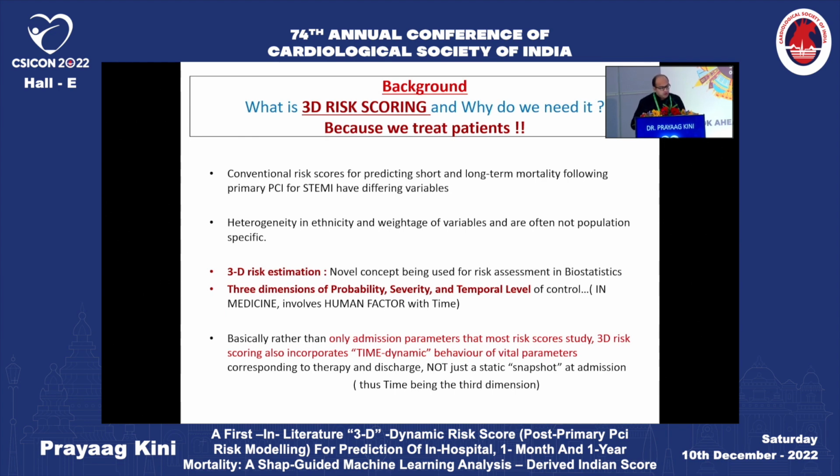Essentially, all the conventional risk scores, which predict short-term and long-term mortality after a primary PCI, or for that matter anything, have differing variables. We have heterogeneity in ethnicity, which is not studied as much in India; we do not have Indian risk scores, and also the weightage may change. Now, a novel concept is the 3D risk estimation.